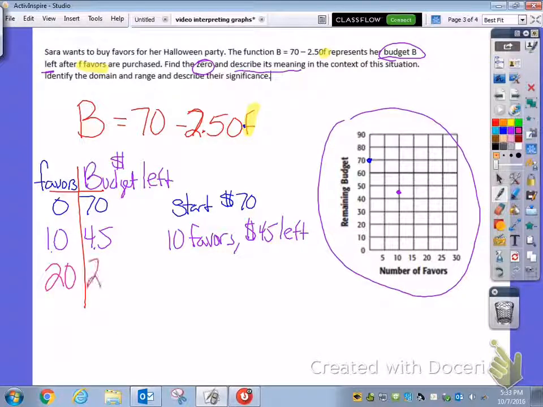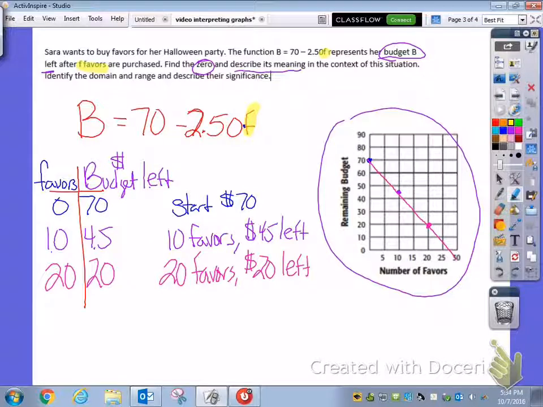So that means when I buy 20 favors, then I have $20 left, maybe to buy things that I need, whether snacks or tablecloths or something like that. Now you have enough points to draw a line. So if I draw that line, I want to know what the 0 is.